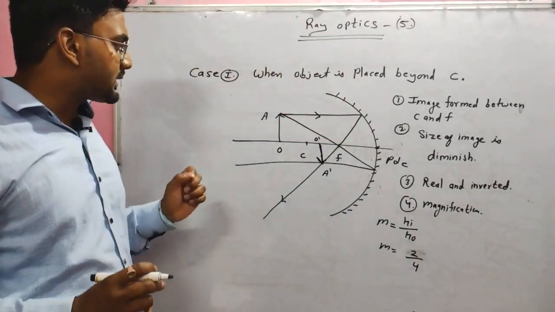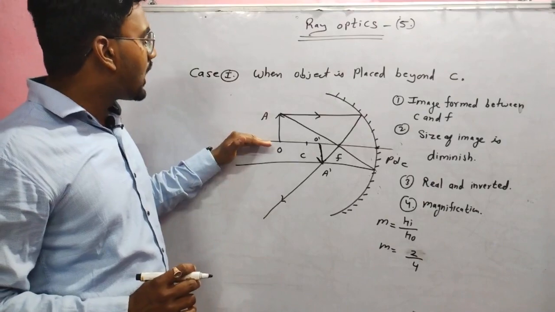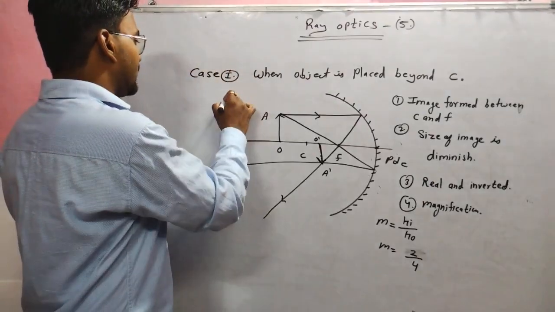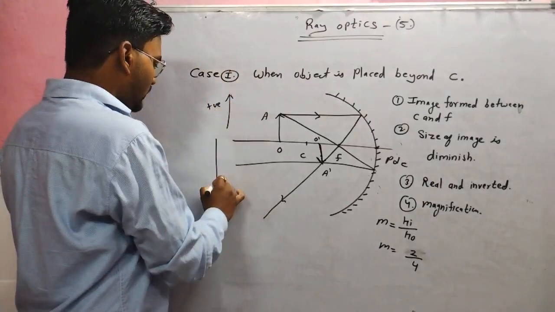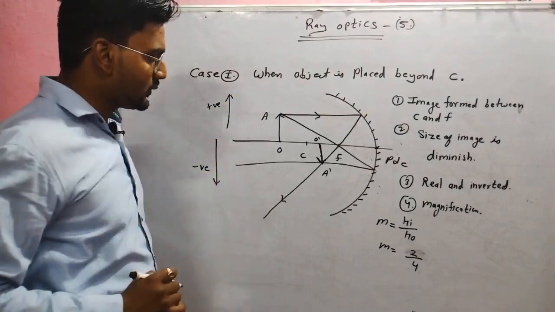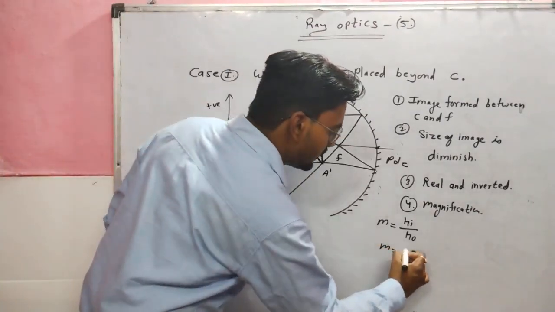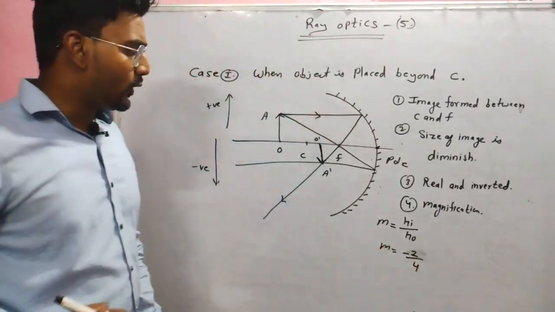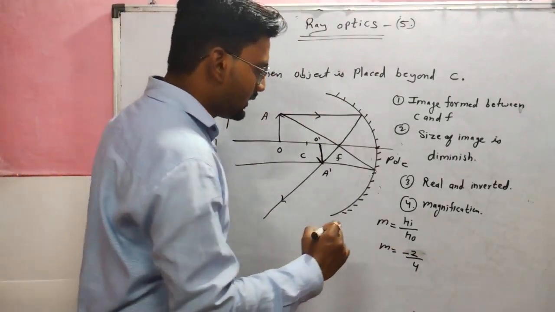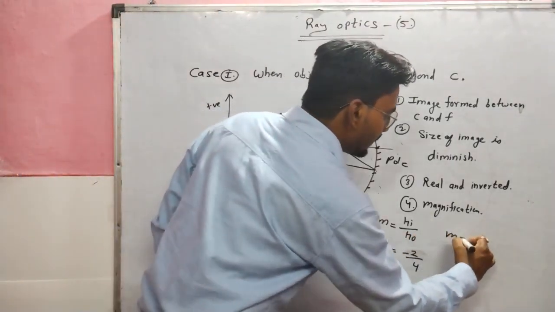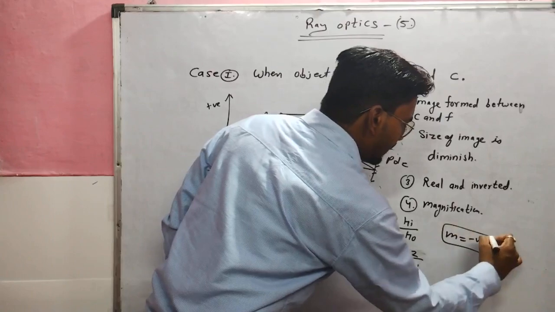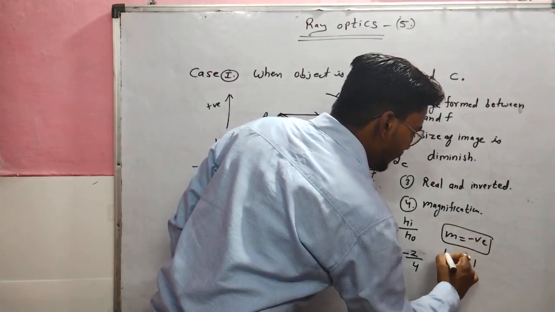And according to our sign convention, if we go upward, we take positive sign, and when we go downward, then we say negative sign. So height of image is negative and height of object is positive. So we get here magnification is in negative sign and magnification is less than 1.